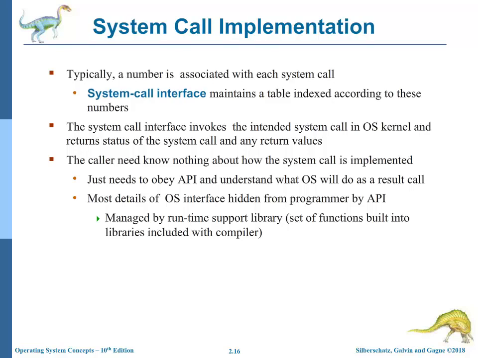The system call interface then invokes the intended system call in the operating system kernel and returns the status of the system call. The caller needs to know nothing about how the system call is implemented. We just need to obey the API and understand what the operating system will do as a result of the execution of the system call.